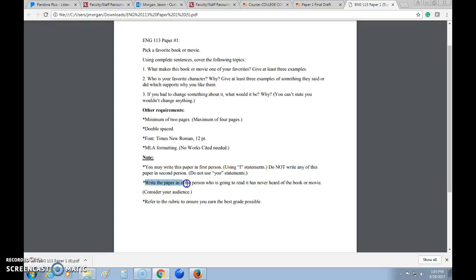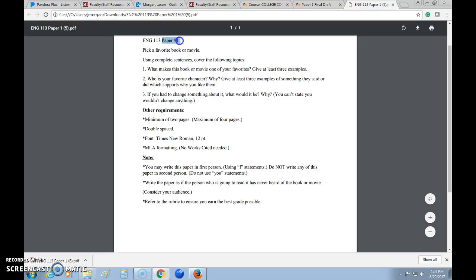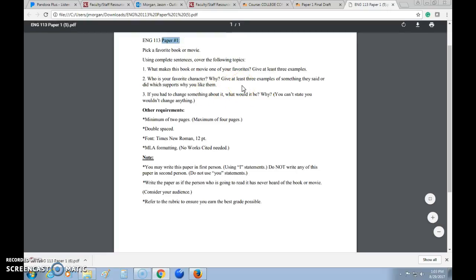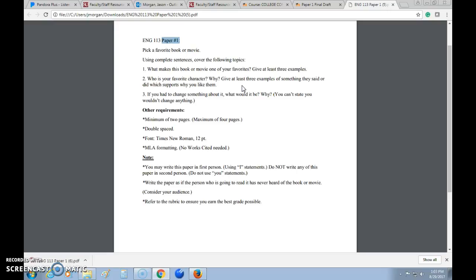Now, also write the paper as if the person who is going to read it has never heard of the book or movie. This is one thing that students get stuck on. This paper is not a summary of the movie. It's not like, in this movie this happened, then that happened, then this happened, then that happened. No, that's a summary. This paper is not a summary.